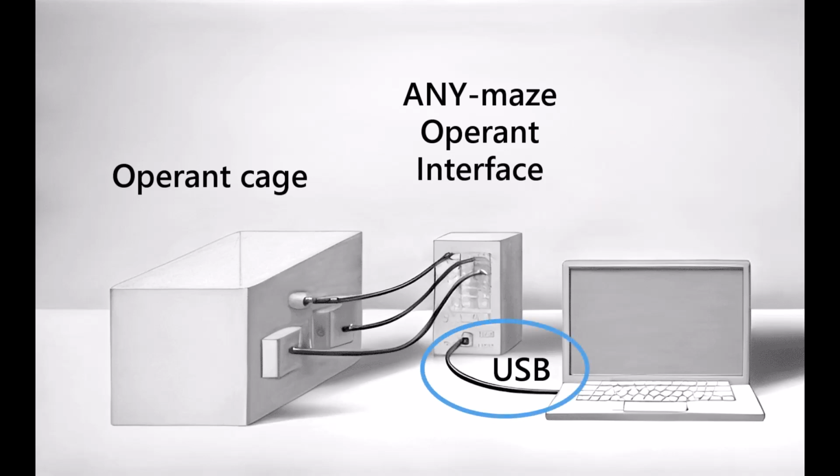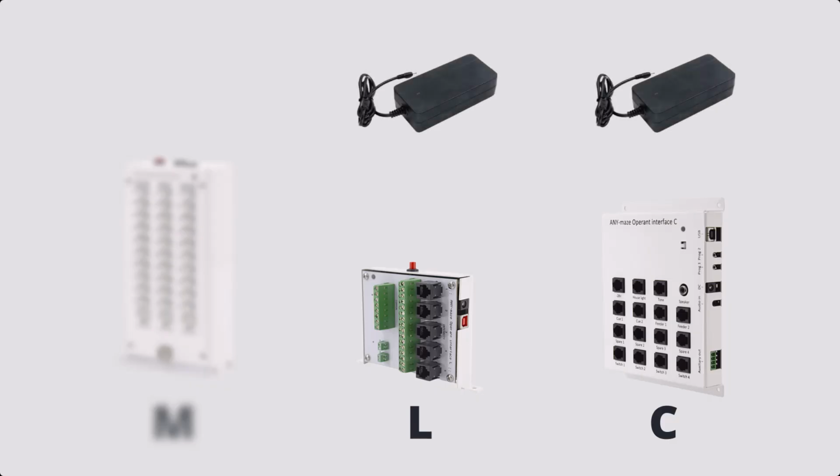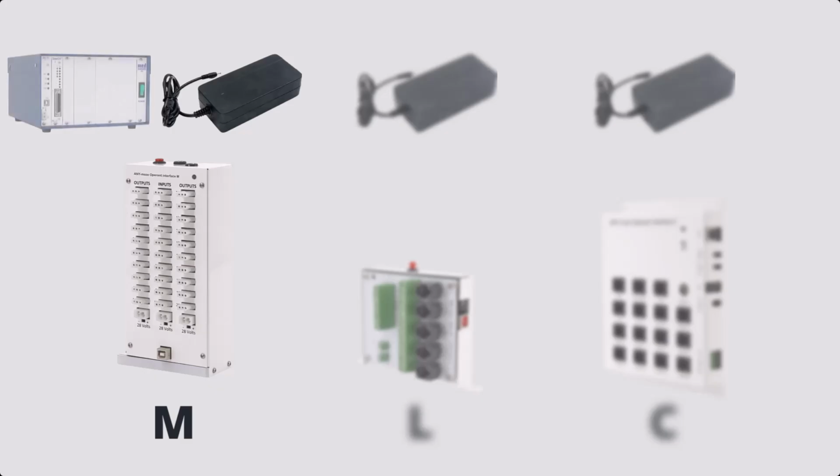Next, plug in each interface into the computer using the USB cable provided. Then connect the interfaces to power. If you purchased the L or C interface, then you'll have received a 28-volt power brick which plugs into the very top of the interface. The M interface, on the other hand, can either be powered from a 28-volt power brick, if you purchased one, or from your existing MedAssociates 28-volt power source.